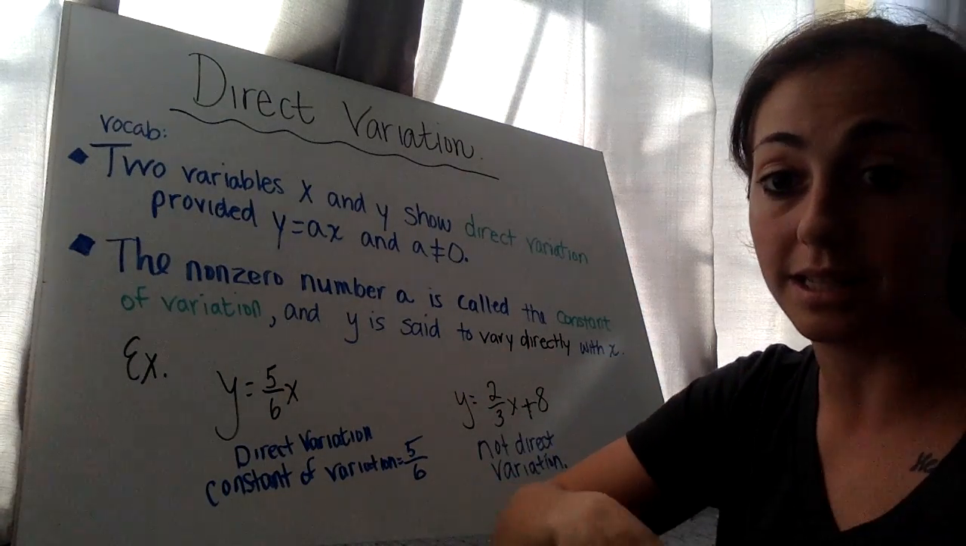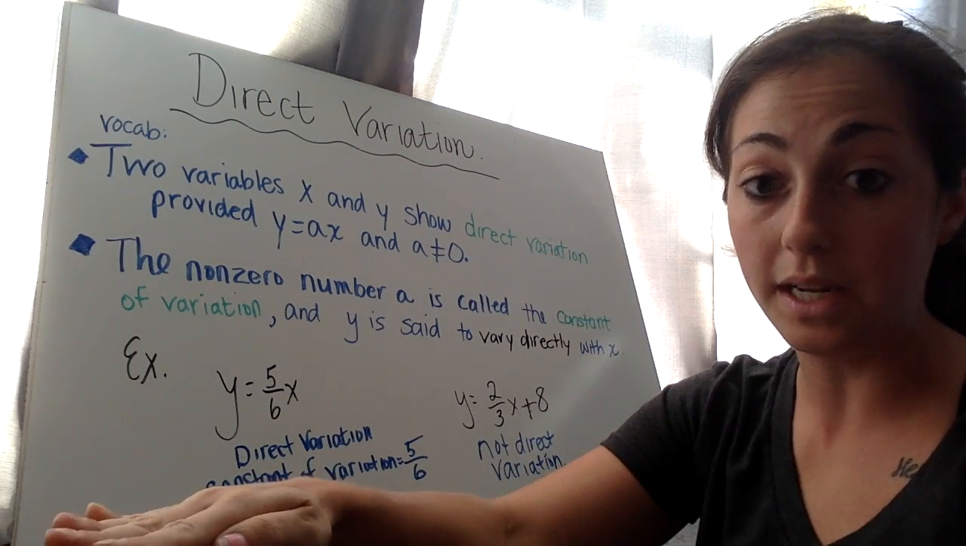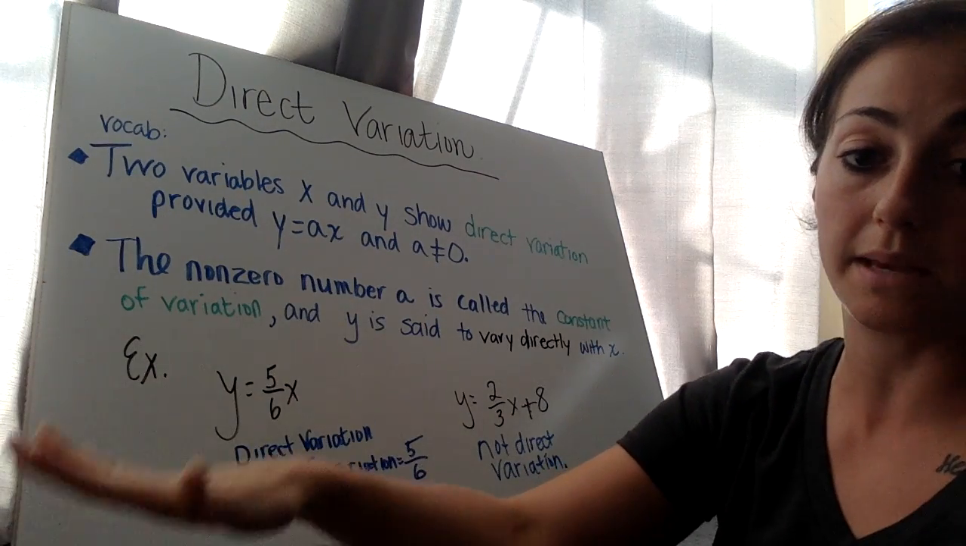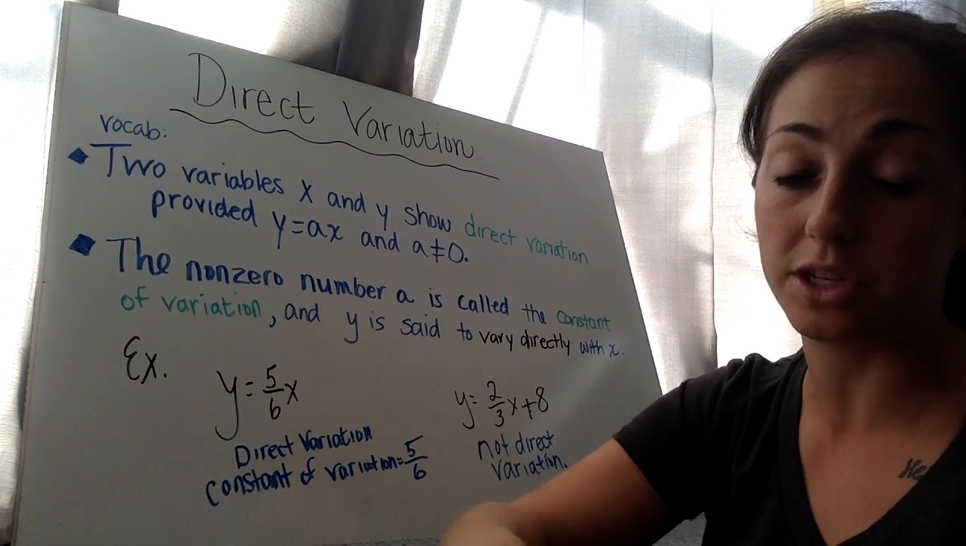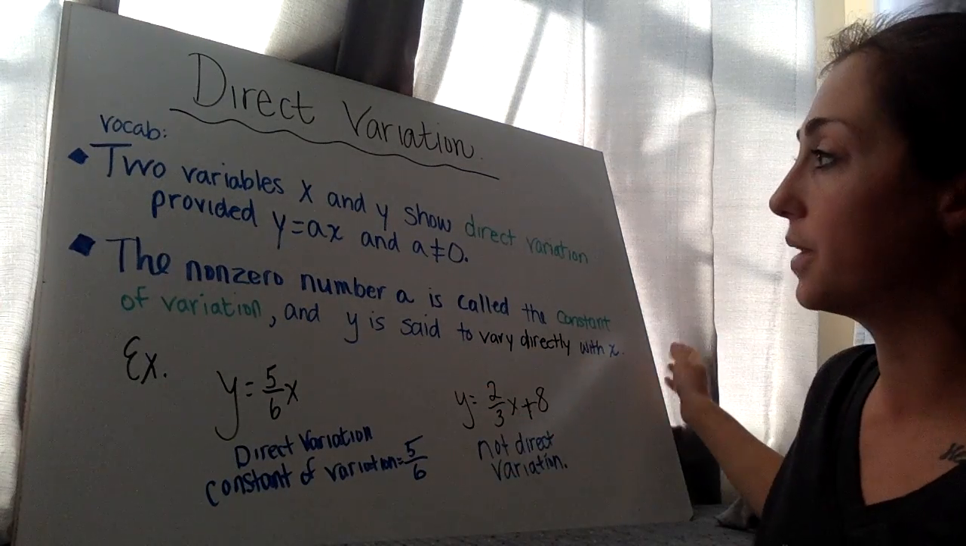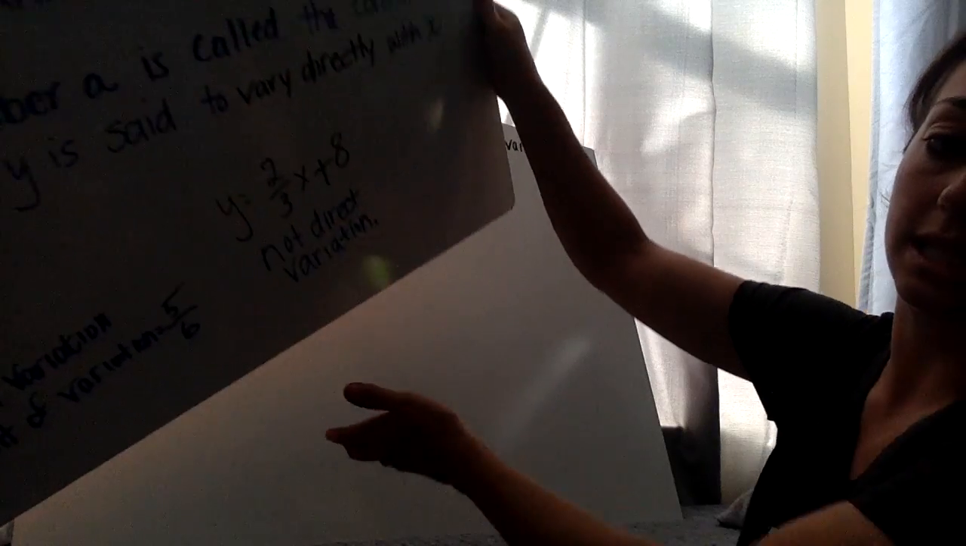Constant of variation means that constant means same, right? So it's always going to be the same slope. The same variation is the same slope as 5 over 6. All right, cool. Next slide.